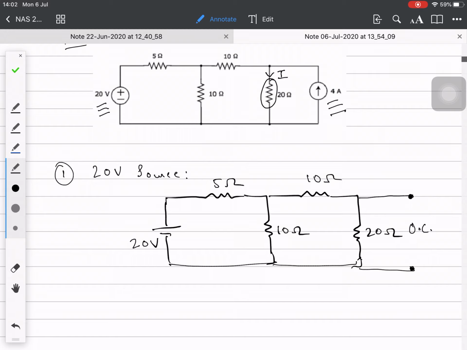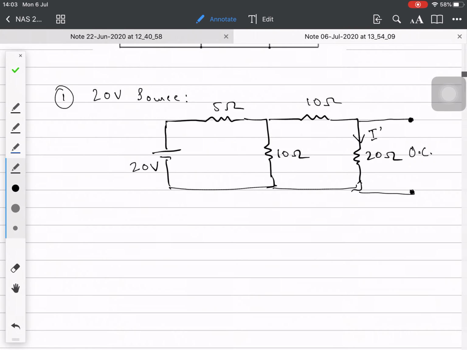So now this is our circuit with only the 20 volt source, and what do we need to take out? We need to take out the response in this branch. Because originally our question says we have to find this current in the 20 ohm resistor. But since this is the response only due to the 20 volt source, we will take it as I dash, right, because I is different from I dash. I is the response due to both the sources, 20 volt and 4 ampere, but here we are considering only one source. So simply we need to solve the circuit and find the value of I dash.